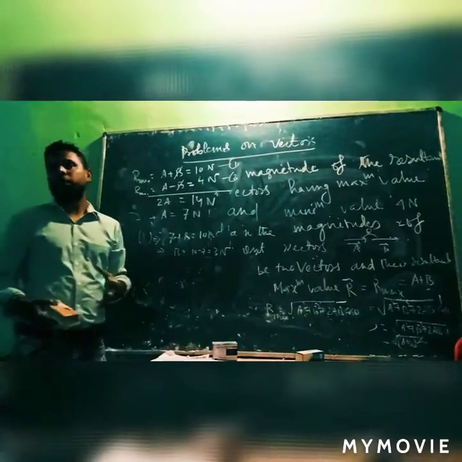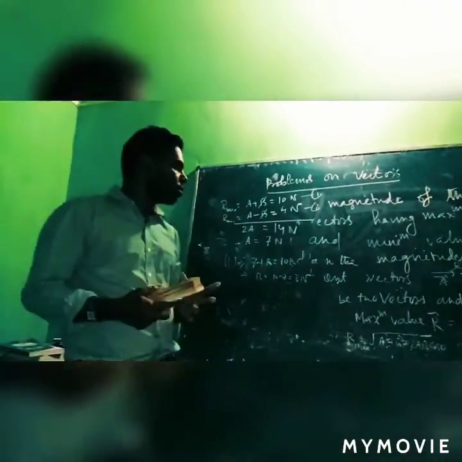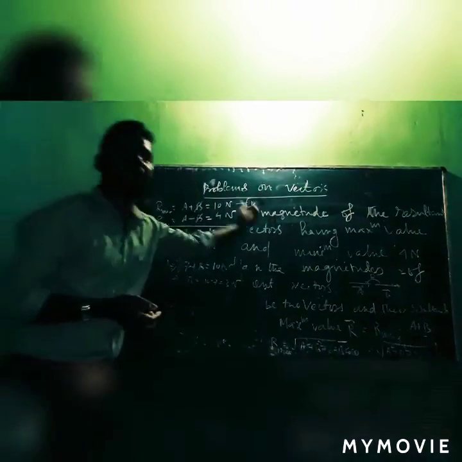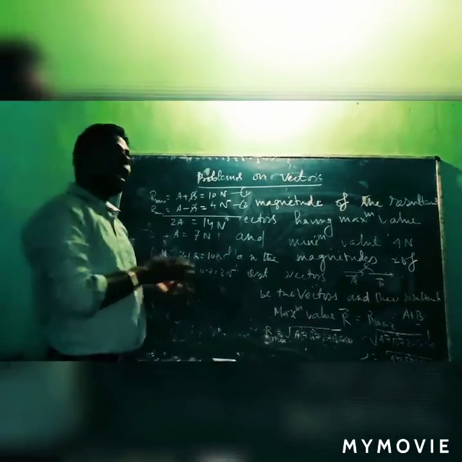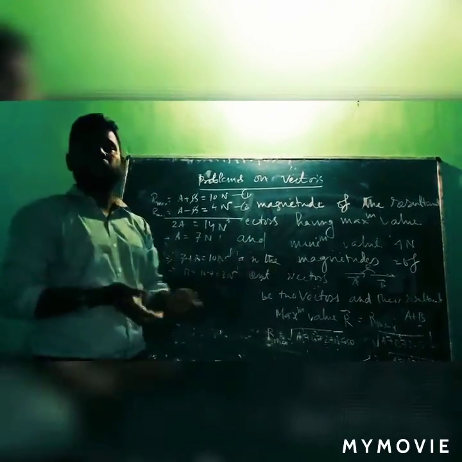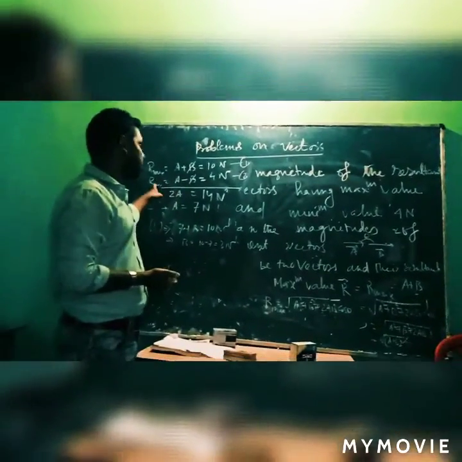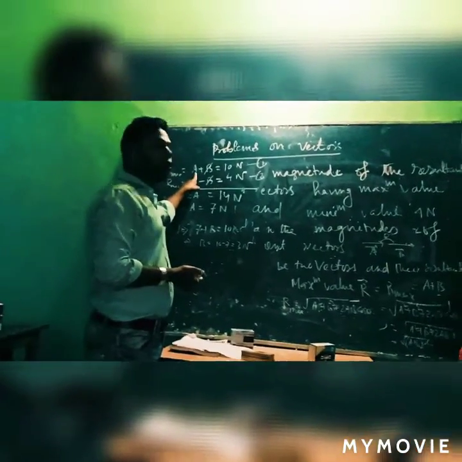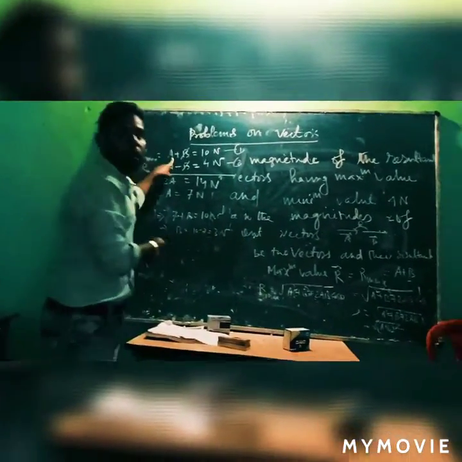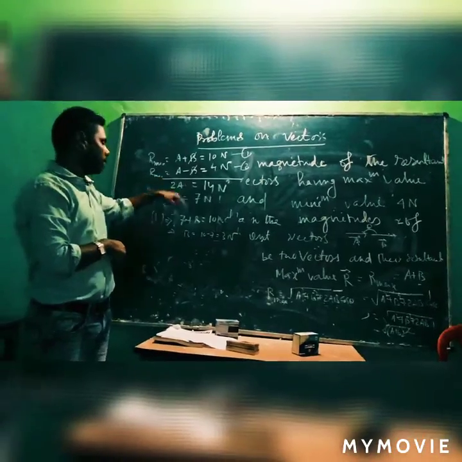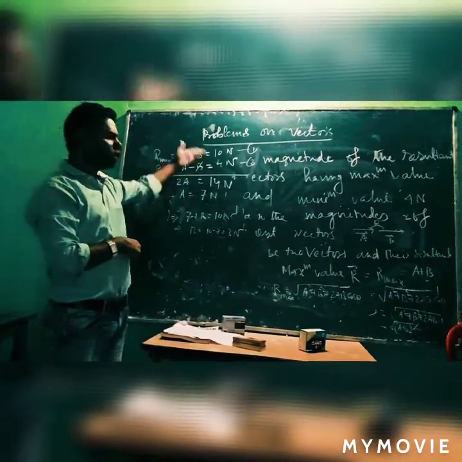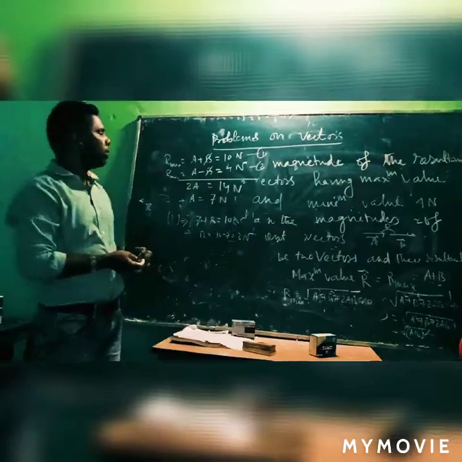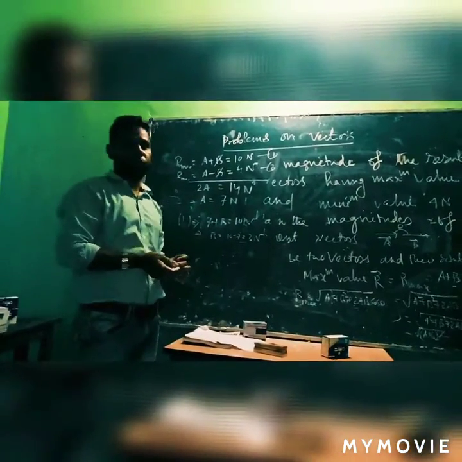Always remember, my dear students, when two or any number of vectors act in the same direction, their resultant becomes maximum, that is, theta is 0. And when they act in opposite direction, that is, the angle between these two is 180, the magnitude of the resultant becomes minimum. So we have used R maximum as A plus B and R minimum as A minus B. On solving it like high school algebra, we have got the values of the component vectors.